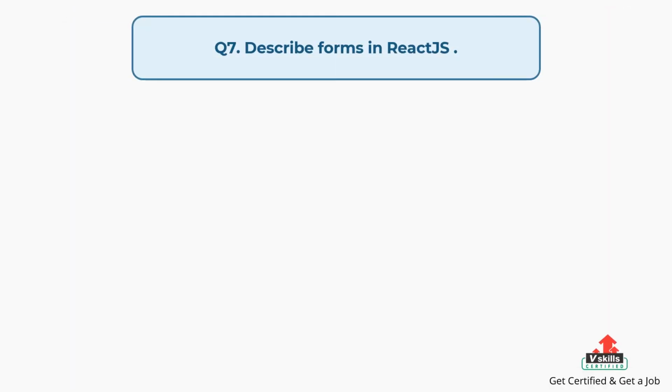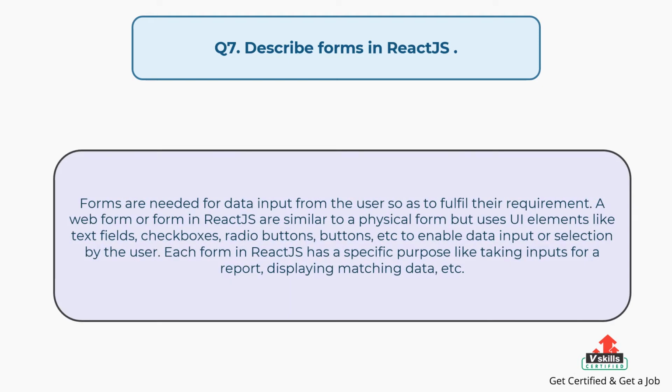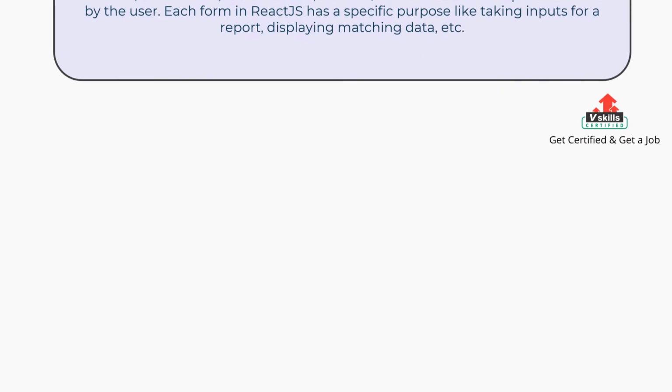Question number 7. Describe forms in ReactJS. The answer is, forms are needed for data input from the user so as to fulfill their requirement. A web form or form in ReactJS are similar to a physical form but uses UI elements like text fields, checkboxes, radio buttons, etc., to enable data input or selection by the user. Each form in ReactJS has a specific purpose like taking inputs for a report, displaying matching data, etc.